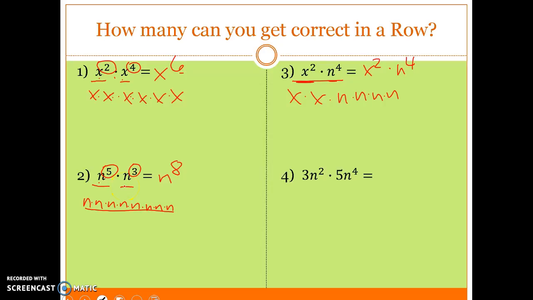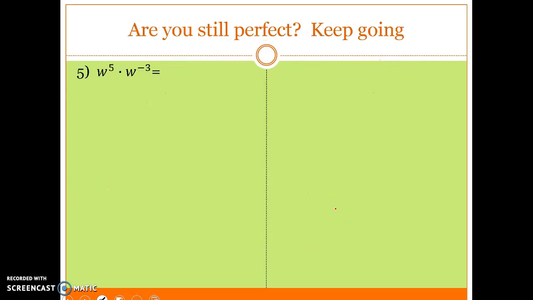Let's take a look at something like this. So this is the same thing as writing it as 3 times n squared times 5 times n to the 4th. Well, I can multiply the 3 times the 5, that's 15. And then n squared times n to the 4th is n to the 6th. And so my final answer here is going to be 15 n to the 6th. Let's keep going with this idea.